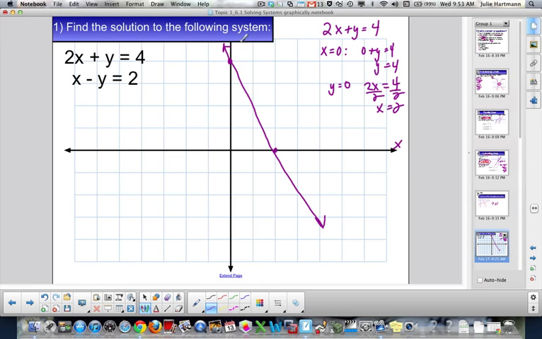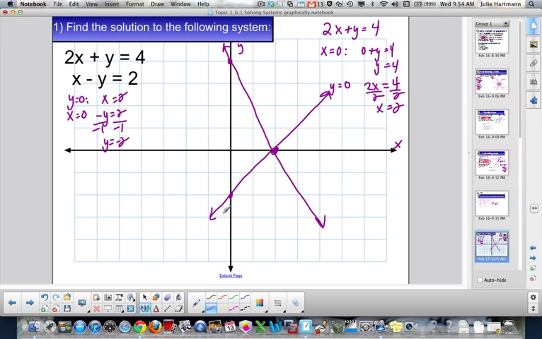Okay, my line is not too straight, but that's okay. The second line, x minus y equals 2. So when y equals 0, we have an x-intercept. So y is 0, so x equals 2. That's right there. And then when x equals 0, we have negative y equals 2. So divide by negative 1, we get y equals negative 2.